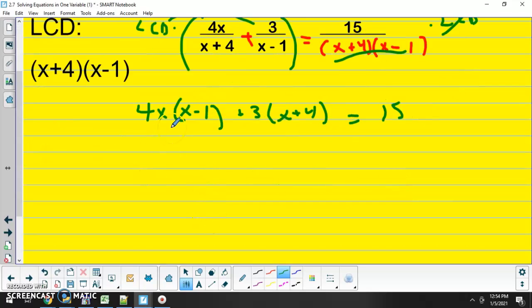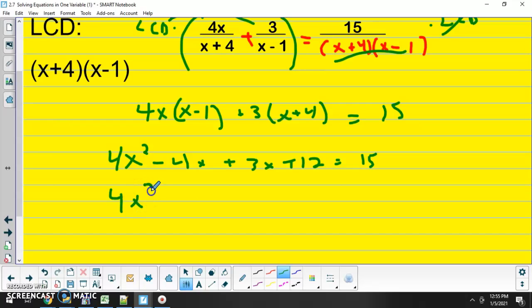Okay, so let's go ahead and distribute that in. It'll be 4x squared minus 4x plus 3x plus 12 equals 15. Okay, so we're going to combine some like terms here, and so this would be negative x. We're going to subtract 15 from both sides, so 12 minus 15 is negative 3.